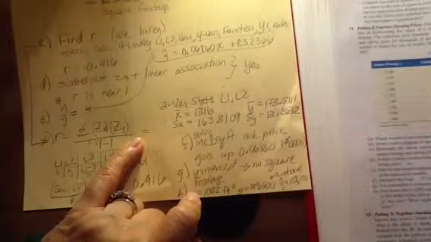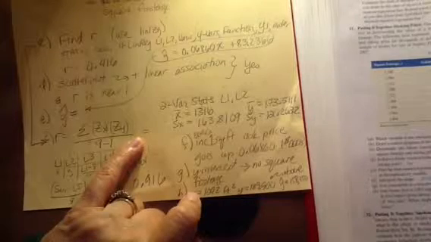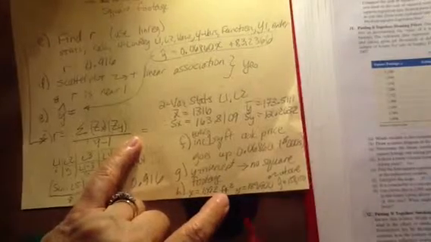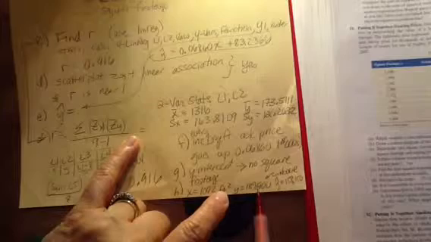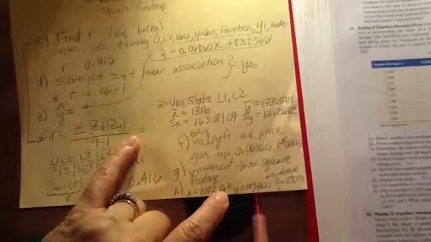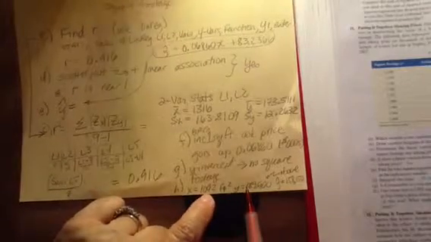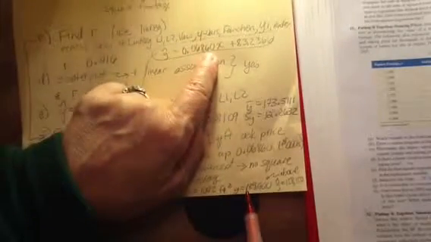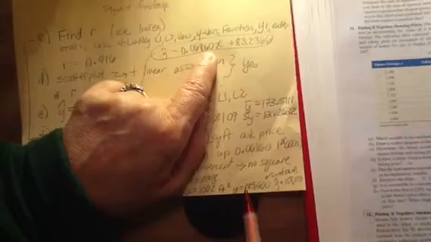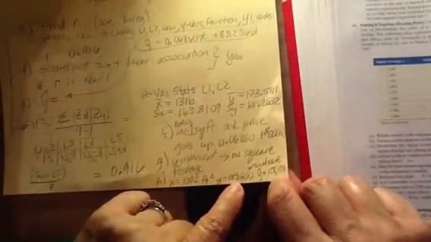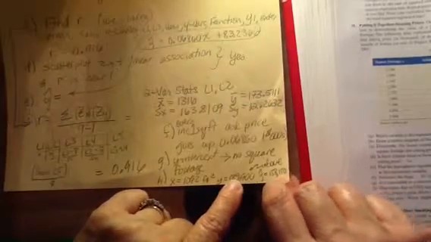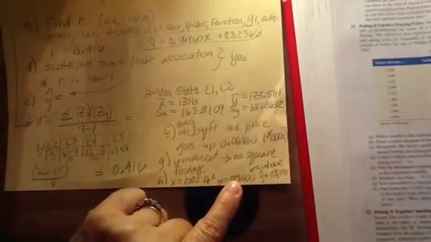Part H says one home that is 1,092 square feet is listed for this amount of money. Is this home's price above or below? So what I did is I took this number here and I stuck it into this equation, and when I got the y hat, it ends up being 158. So yes, this asking price is above what it should be in the predicted.